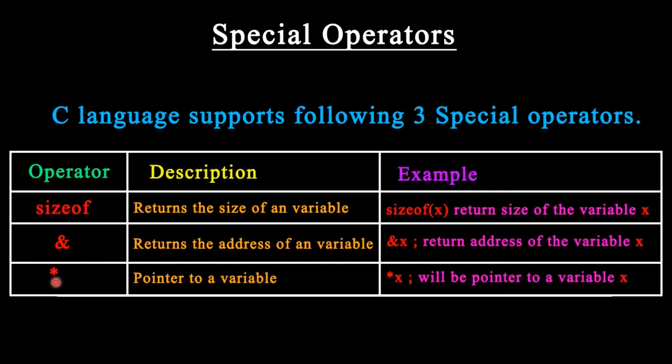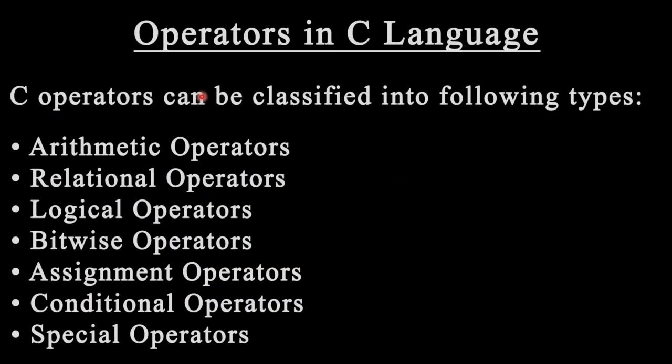Next, the star operator. In special operators, star means pointer to a variable. That means if we write star of x, then it will give us the pointer to a variable, which is x here. This pointer is a very advanced topic that we will be covering in our future videos, so stay tuned for that. For now you just need to know about this star special operator. What it does is it will give us the pointer to a variable. So this is all about the operators in C language.